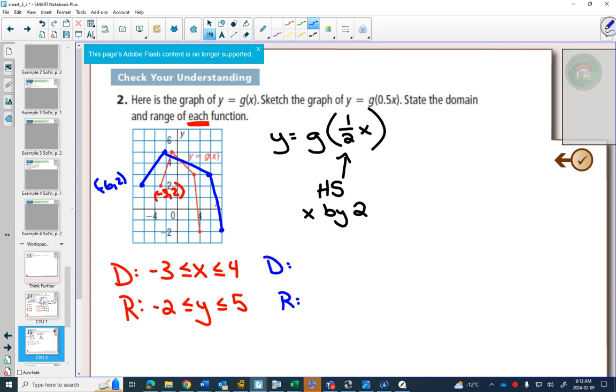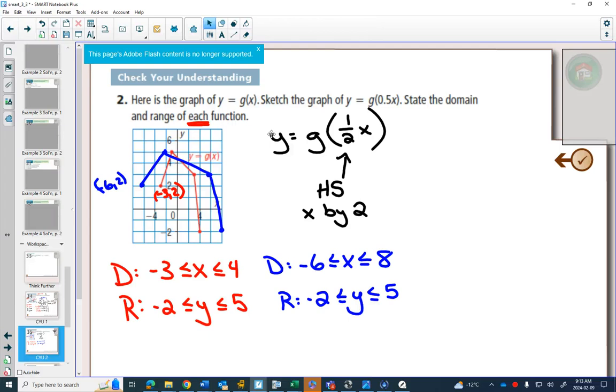Then on my blue graph, now my smallest x value is -6. My biggest x value is 8, and my range still goes from -2 to 5. So notice our range didn't change because the only transformation we did affected x values. So range is y values, didn't change. Domain is x values, it did change. Look, it went from -3 to 4 to -6 to 8 because you had a horizontal stretch by a factor of 2.